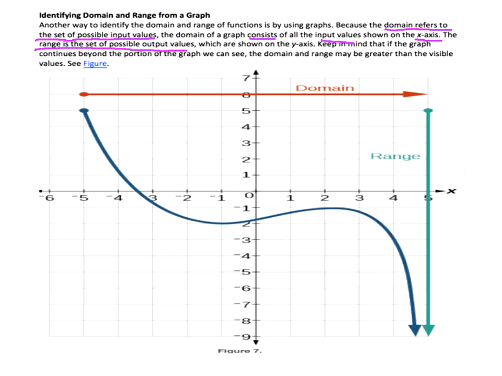The range is the set of all possible output values, and that's going to correspond to the y-axis. And then it says, keep in mind, if it continues beyond the portion of the graph that you can see, then it's moving into infinity one way or the other, either negative or positive infinity. So like our function has this arrow.